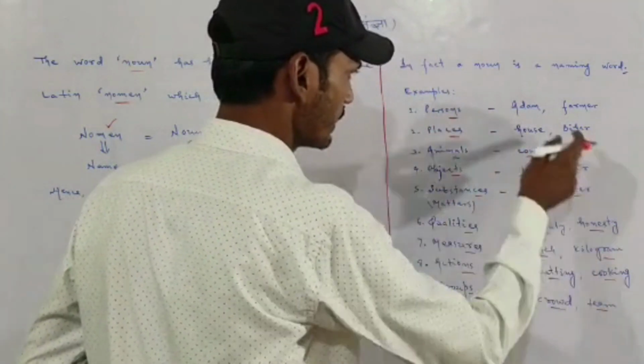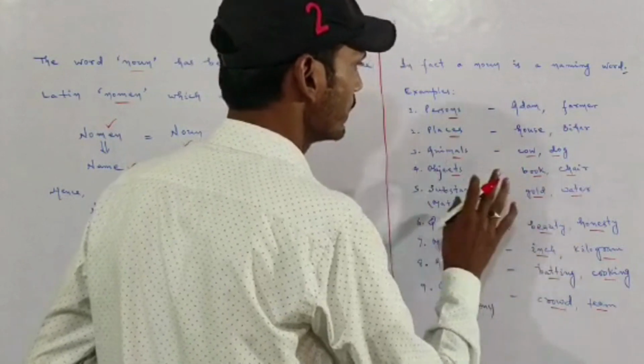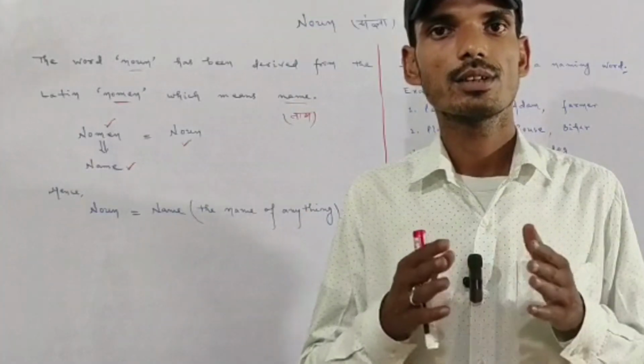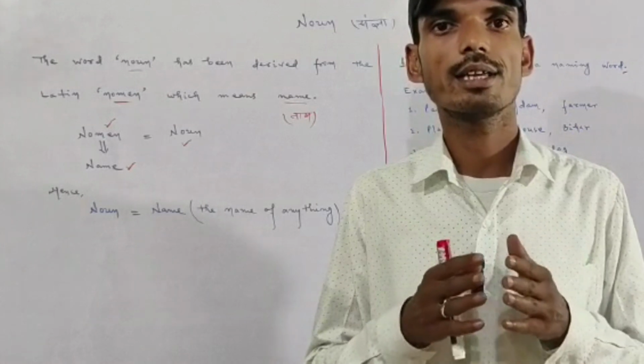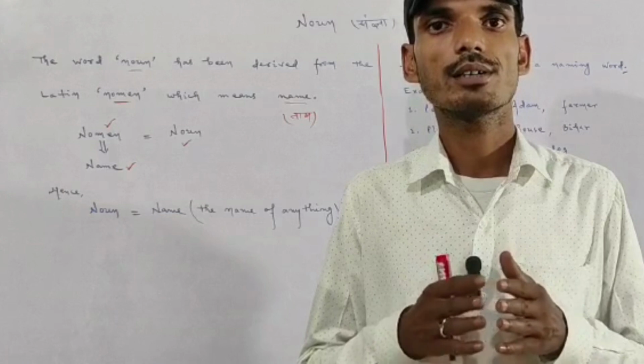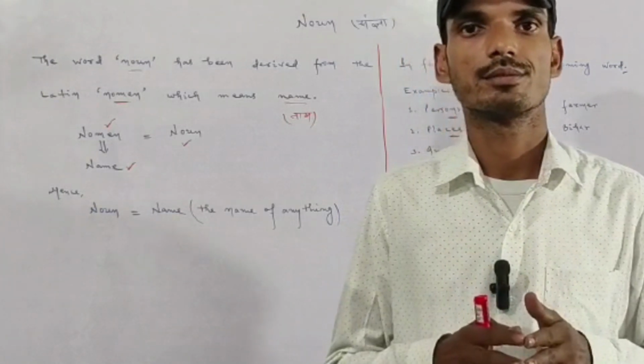These are the naming words. So these are called nouns. In fact, the words noun and name are the same basically, but they are differently spelled.